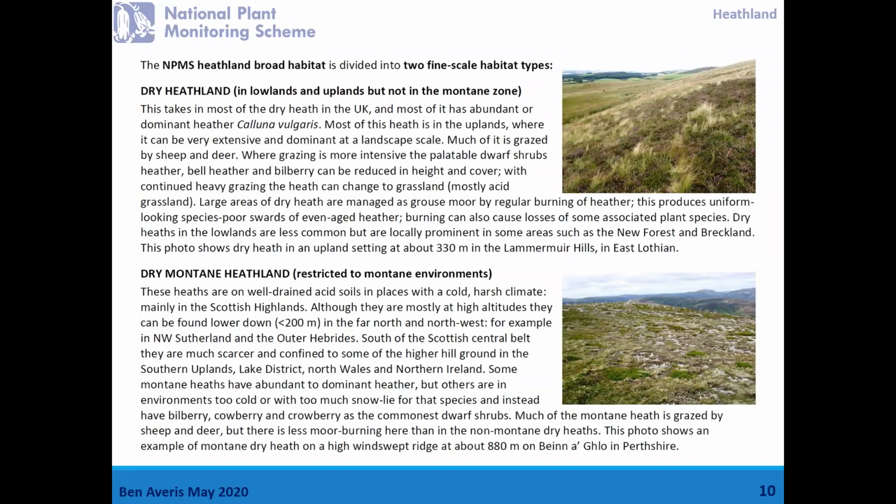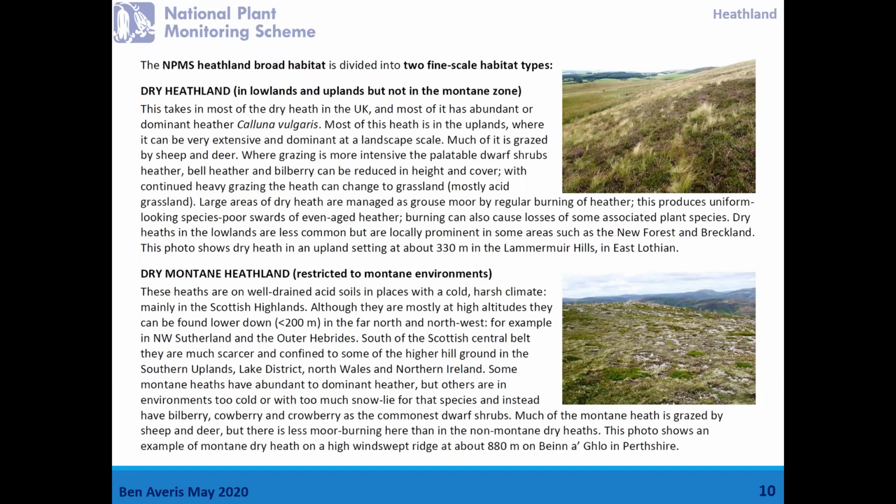So the first one, called dry heathland, is almost all the heath that most people will have seen. It's not just in the lowlands, it's actually more extensive in the uplands of Britain. The montane subtype is much more restricted in its distribution, because what we mean by montane is really places where the climate is very, very harsh. Like, it's not really very good for trees to grow. And it's really quite a specific term, montane.